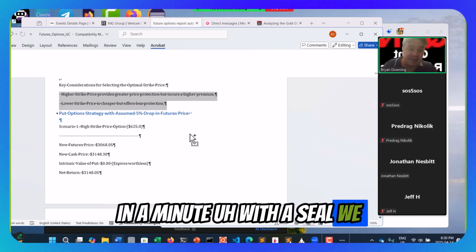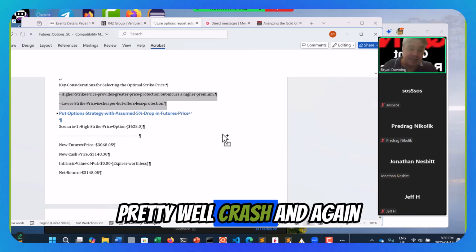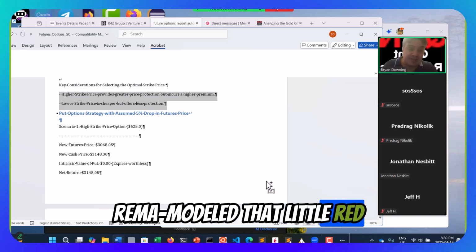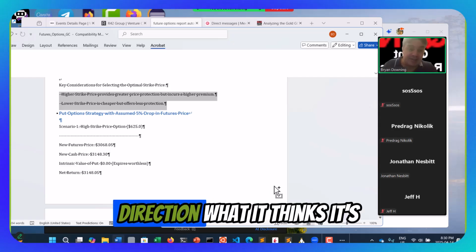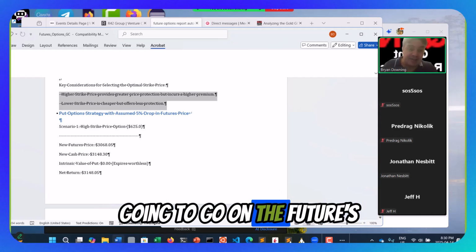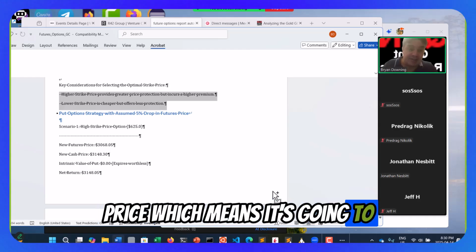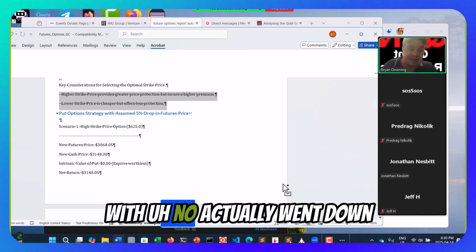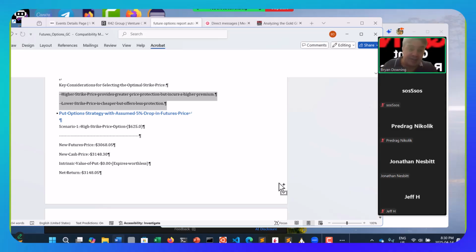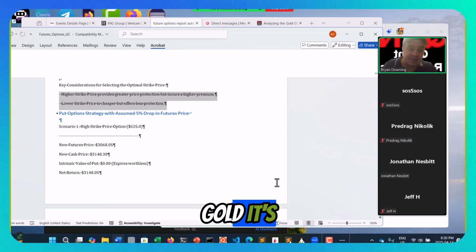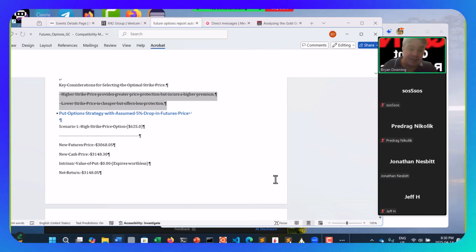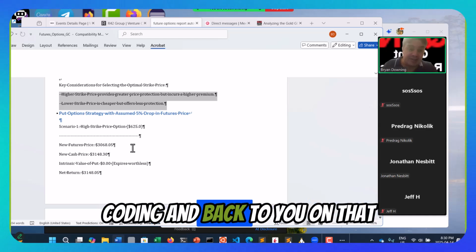With CL, we know the oil price has pretty well crashed. And you can see here, using the ARIMA model, that little red squiggle tells you the direction it thinks the futures price is going to go, which means it's going to slightly decline but stay stable. You saw how it went down with gold. The model uses parameters to estimate, and it's a 5 day prediction. I can't remember the main parameters we feed it; I have to look at the code and get back to you on that.